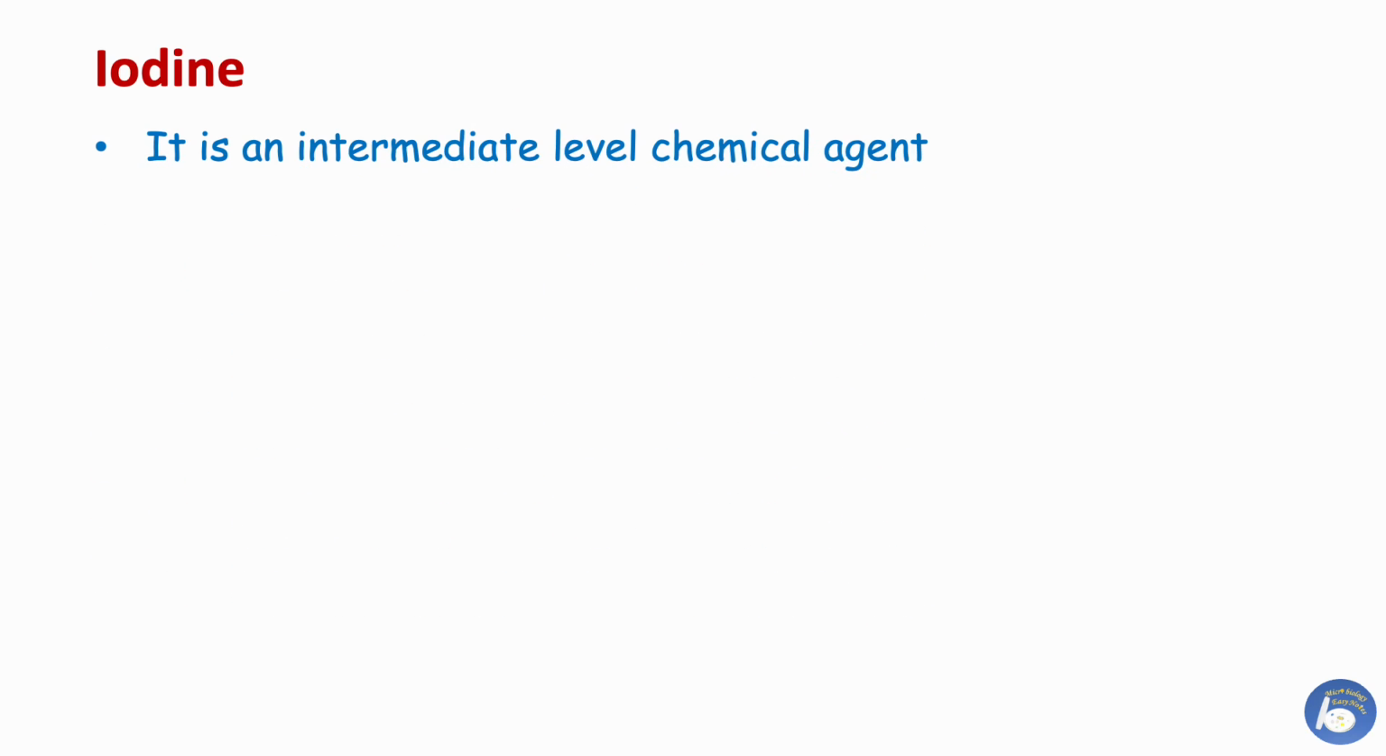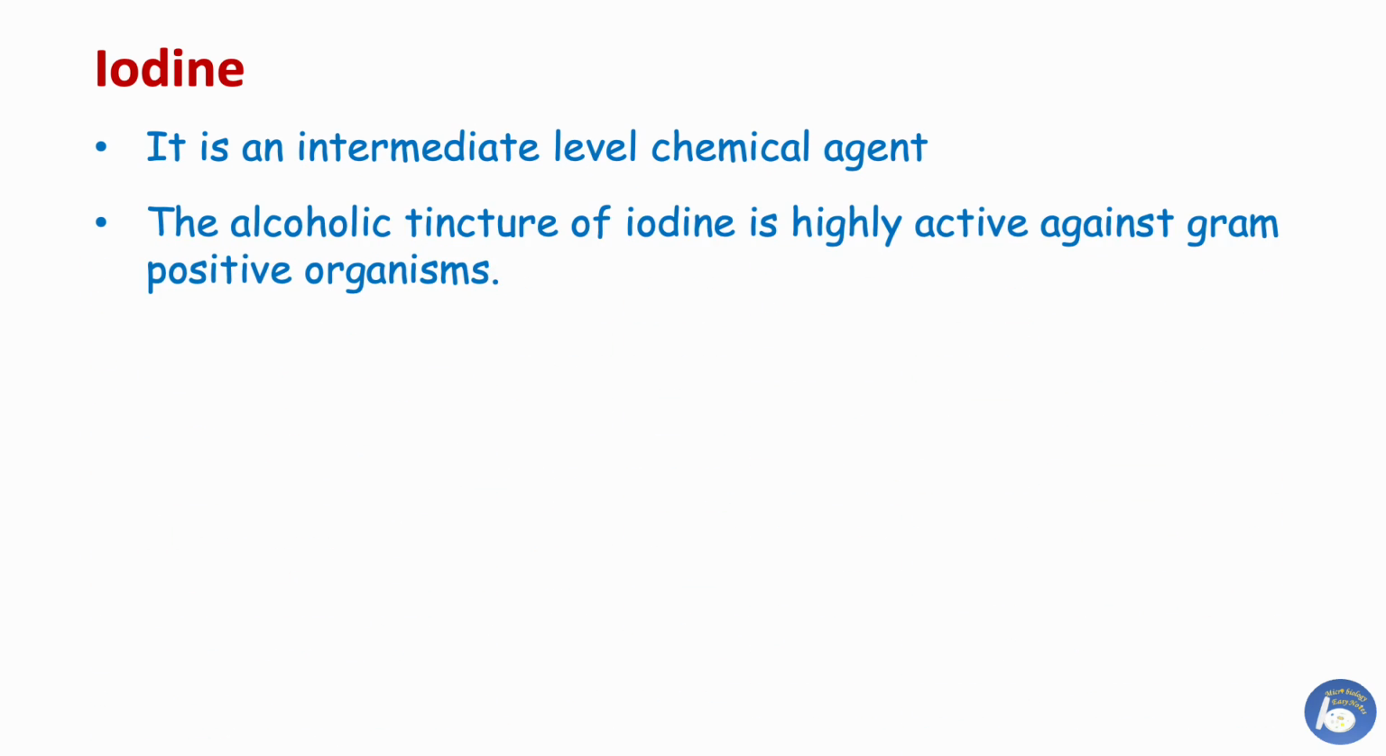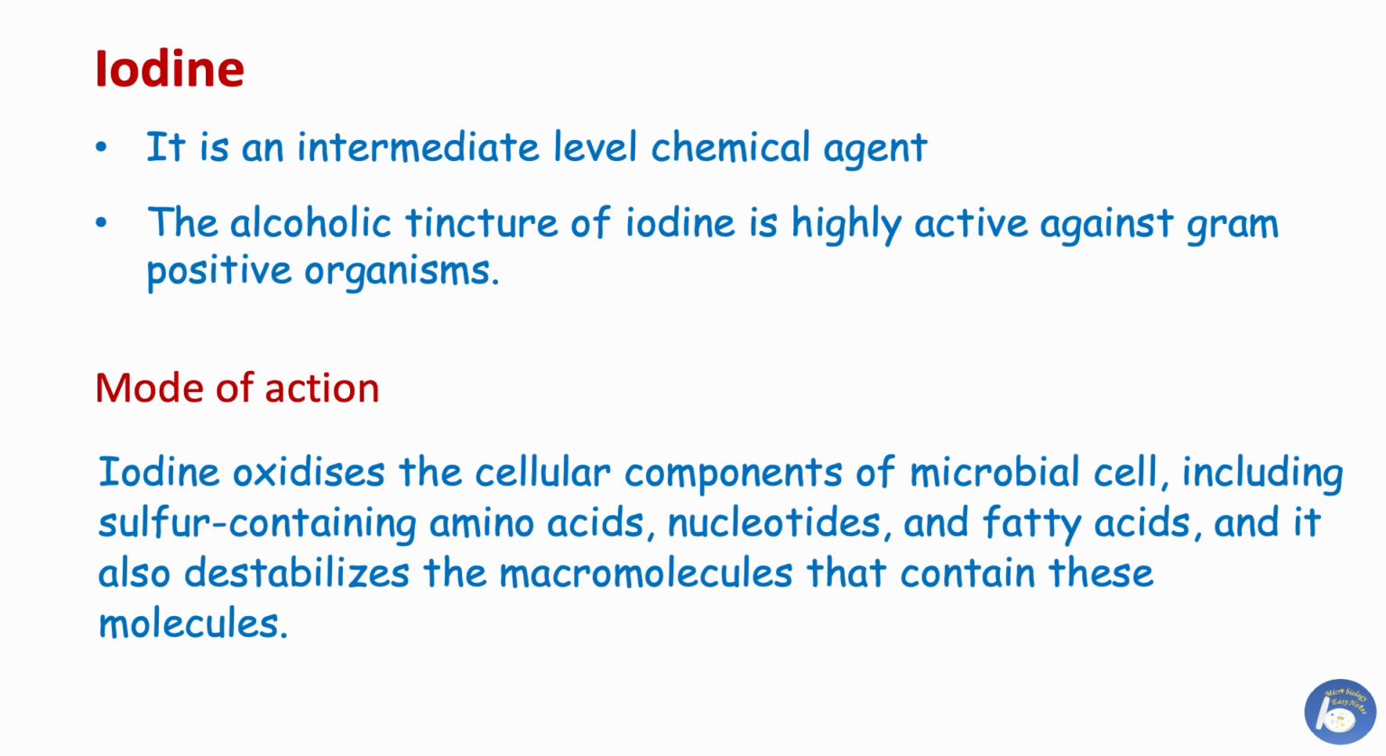Iodine. Iodine is an intermediate level chemical agent. The alcoholic tincture of iodine is highly active against gram-positive microorganisms. Mode of action. Iodine oxidizes the cellular components of the microbial cell, including sulfur-containing amino acids, nucleotides, and fatty acids, and it also destabilizes the macromolecules that contain these molecules.